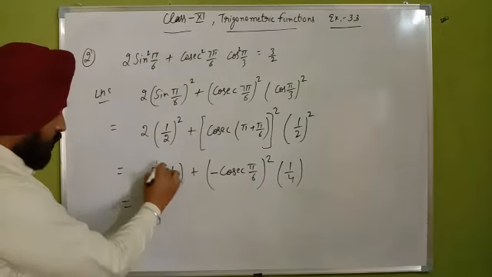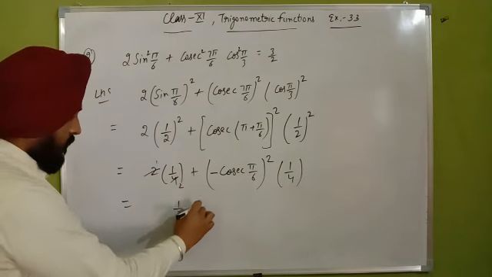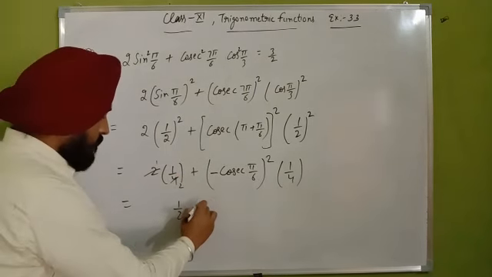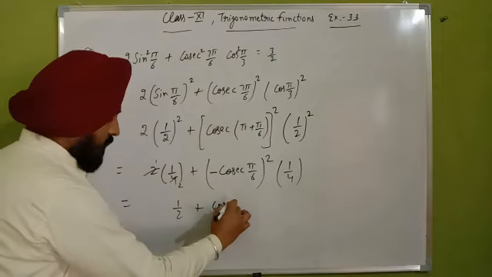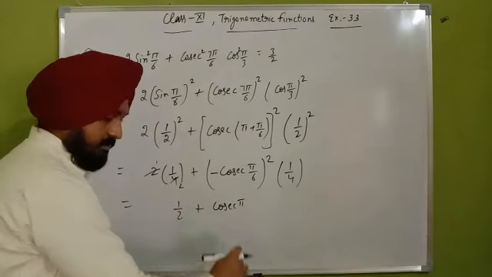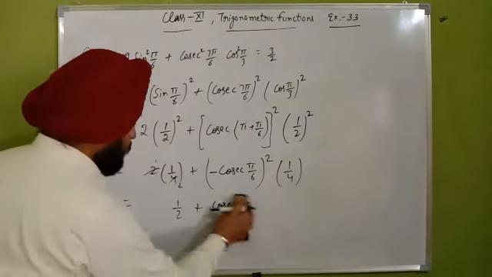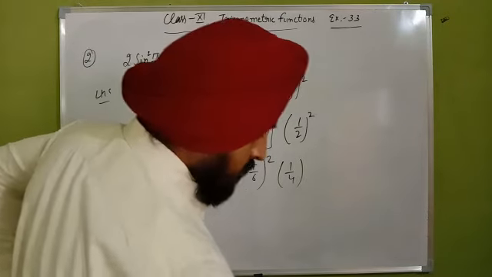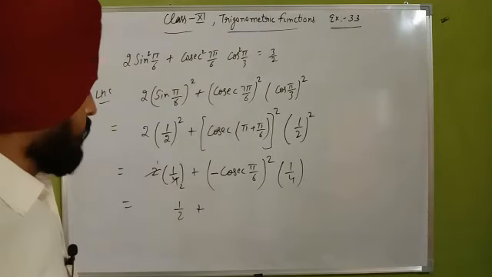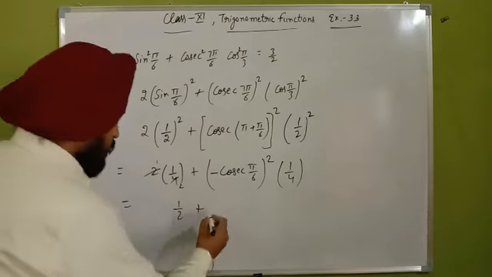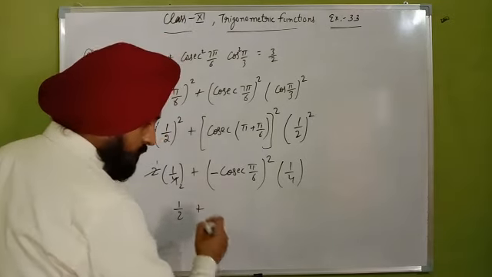So we can cancel 2 with 4 there. You will get half. Negative square is always positive. So cosecant pi by 6. What is the value of cosecant pi by 6? First fill the value of cosecant pi by 6. That means cosecant 30 degree, that will be equal to 2.